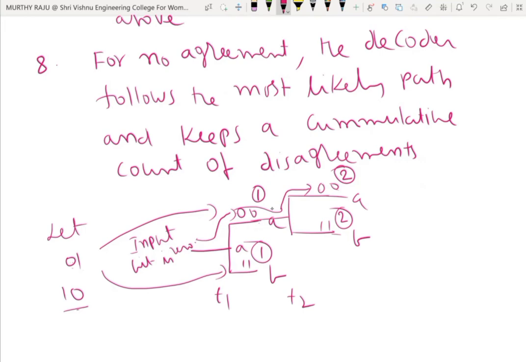This is called the cumulative count of disagreements. Here at stage 1, time T1, the cumulative count of disagreements is 1. At stage 2, at time T2, the cumulative count of disagreements is changed from 1 to 2. Here initial is 1 at time T1. At time T2, the disagreement count is changed from 1 to 2, like that.